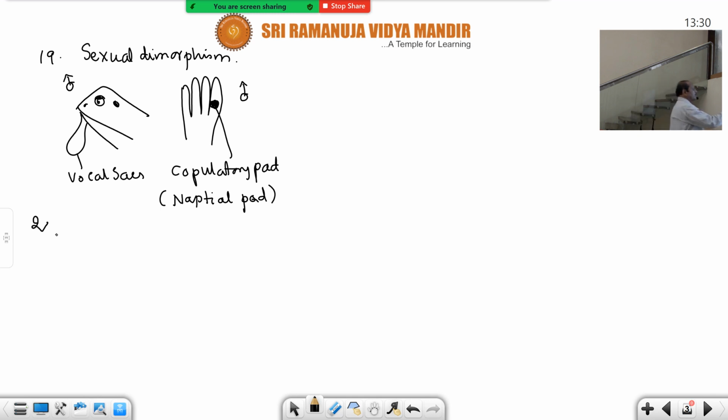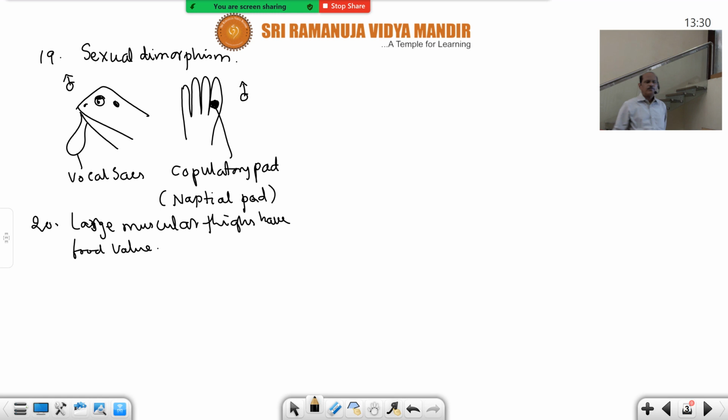And large muscular thighs have economic importance, food value. So that is the economic importance of limbs of the frog. So with this, external characters are completed. Now let us take the anatomy, morphology. In this anatomy, the first one is the digestive system.